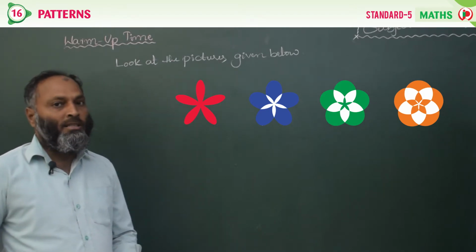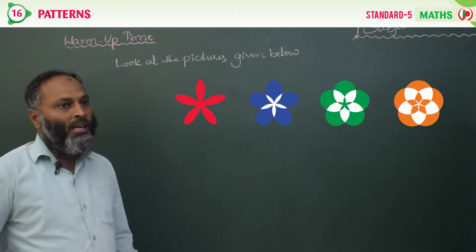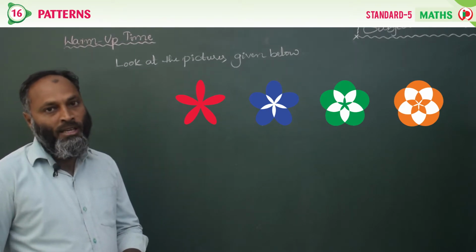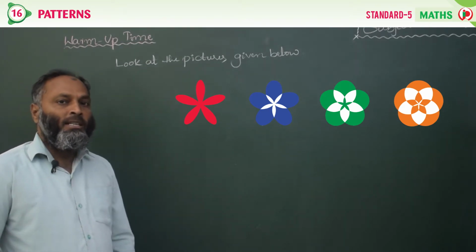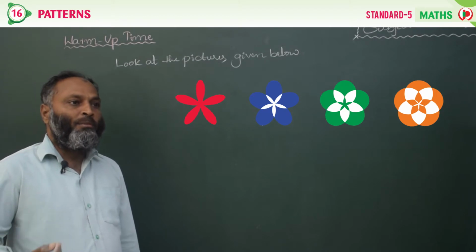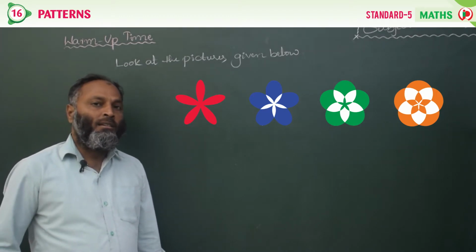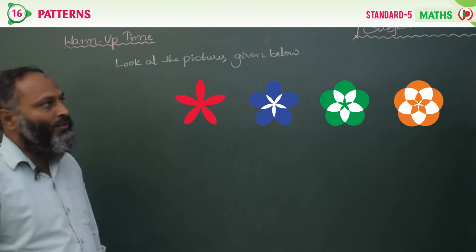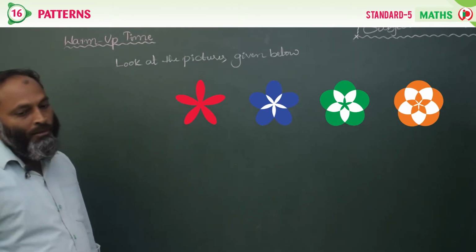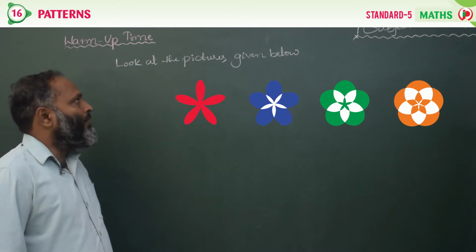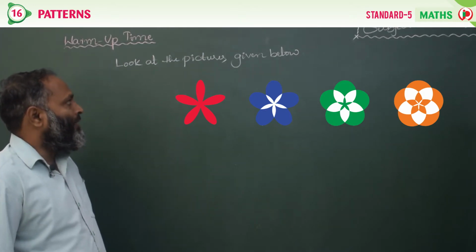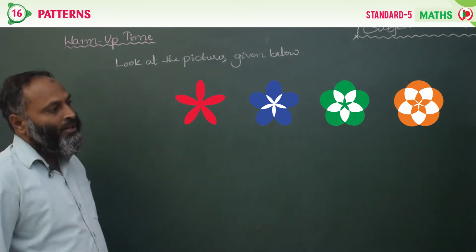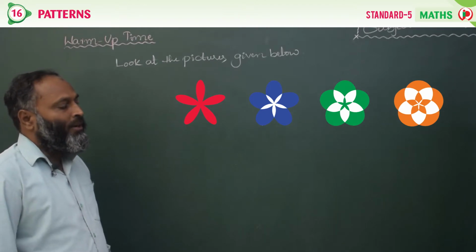First we should think and see what type of patterns there are. In maths, in science, and in nature we can observe by seeing the flowers and all. We can see different types of patterns. Here in the warm up time, 4 pictures are given, 4 flowers, and they also have a particular pattern.